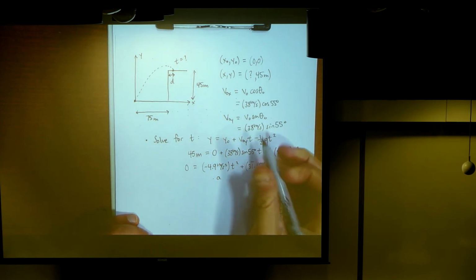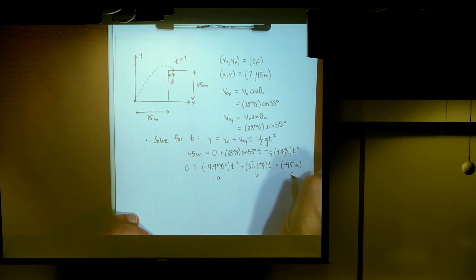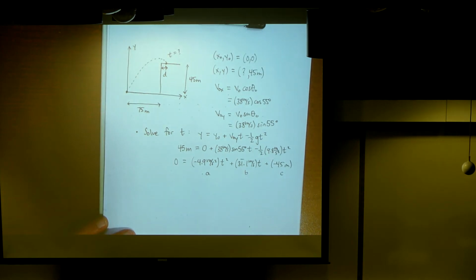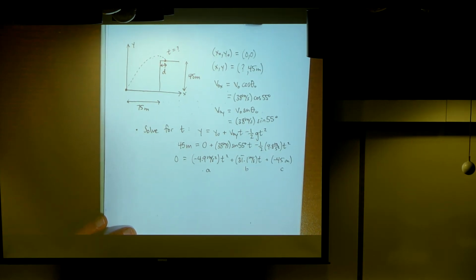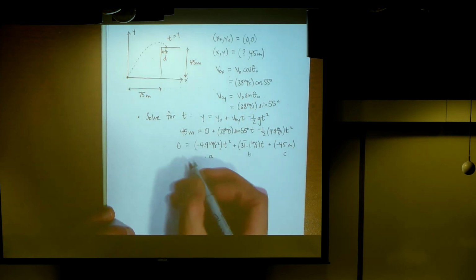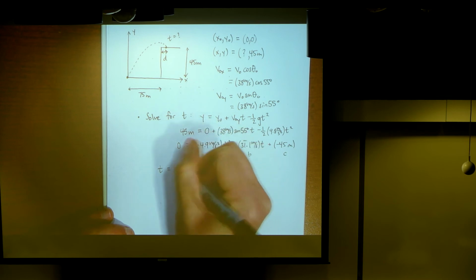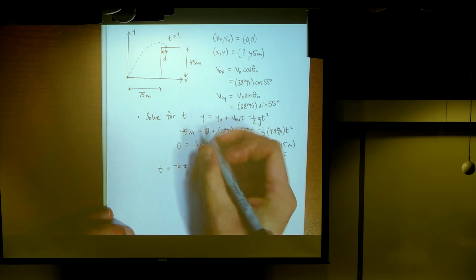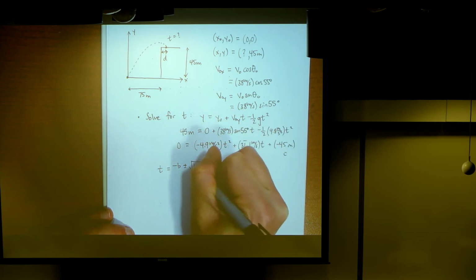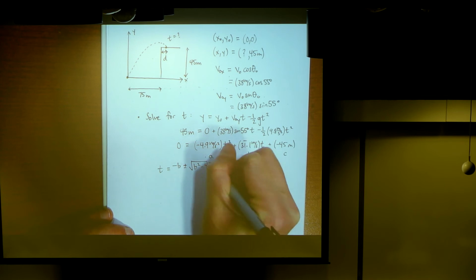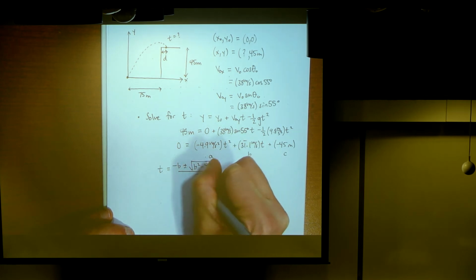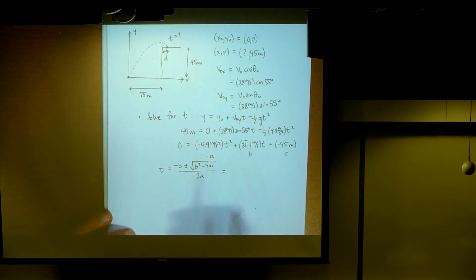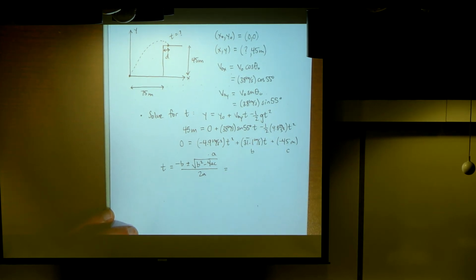So my A term, my B term, and my C term are shown here, okay? So I want someone out there to apply the quadratic formula. We're going to do t equals minus b plus or minus the square root of b squared minus 4ac, over 2a. So I know what I'm plugging in for a, b, and c. It's shown right here, okay? Someone tell me what we get.